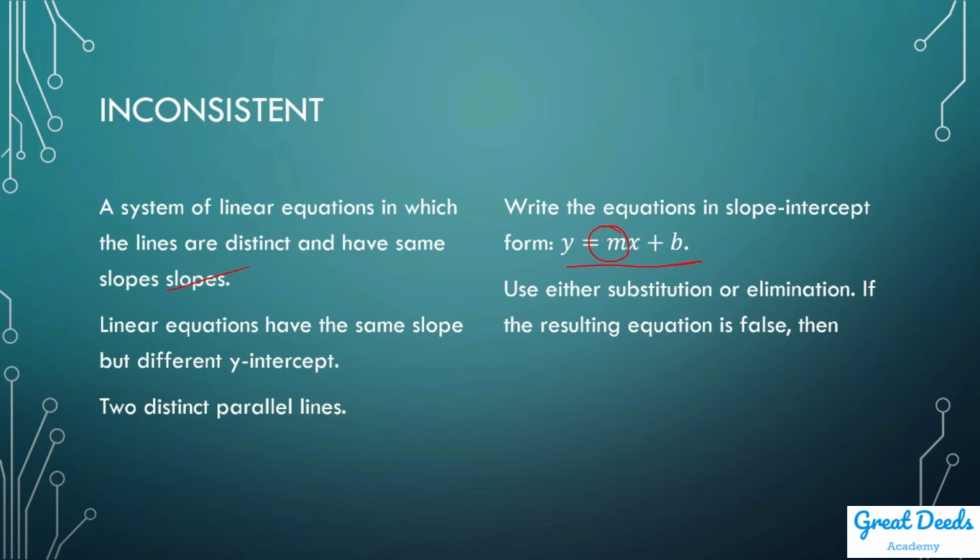Now, if you don't want to do it that way and you want to solve the system using either elimination or substitution, what you can do is you proceed with the method of your choice. Okay? And then along the way, if your solution produces an equation that is false, it can't be true, that is when you come up with a system with no solution.